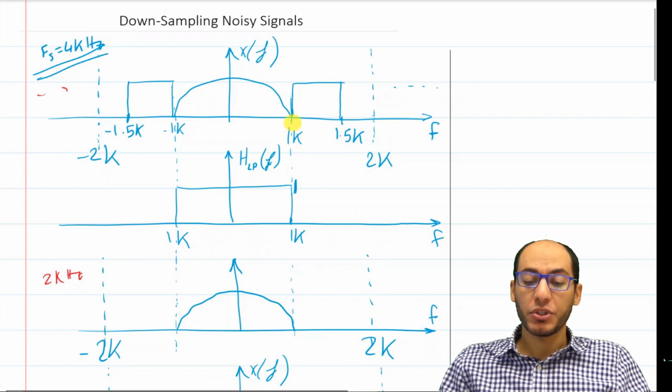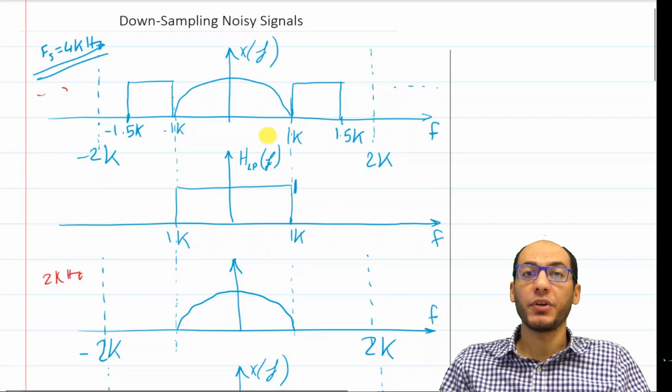If I would like to reduce the sampling frequency, then I expect that the noise is going to corrupt the signal. Why? Because the entire band is going to be repeated every 2 kilohertz, which means that there is going to be some interference between the noise and this signal.